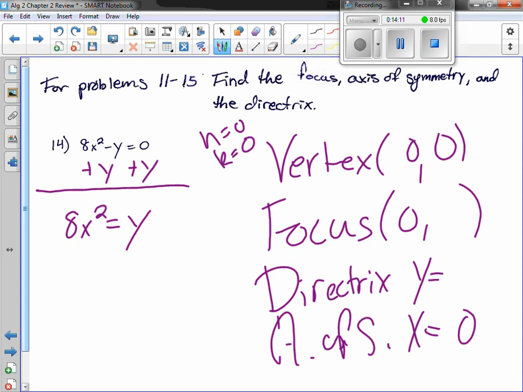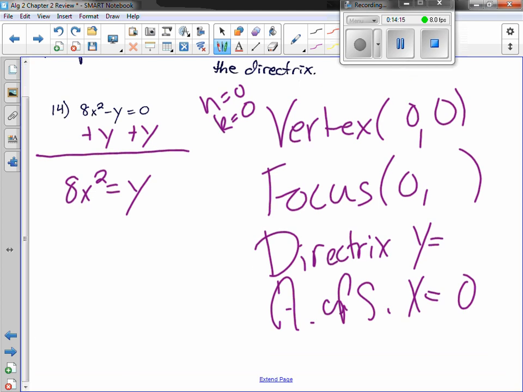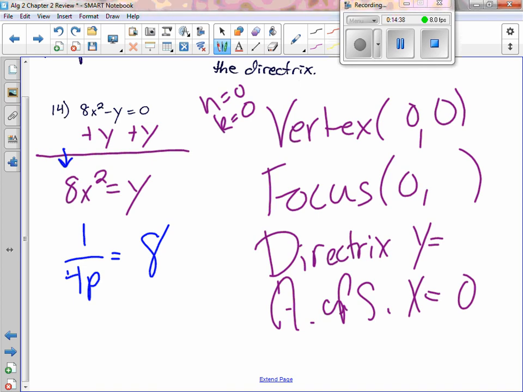So, what matches up with 1 over 4p? That would equal what? Just 8. Because the 1 over 4p goes in front of whatever the x squared is, or the set of parentheses squared. It's where it matches up. So I know that the value of p, when plugged in to 1 over 4p, will give me 8.